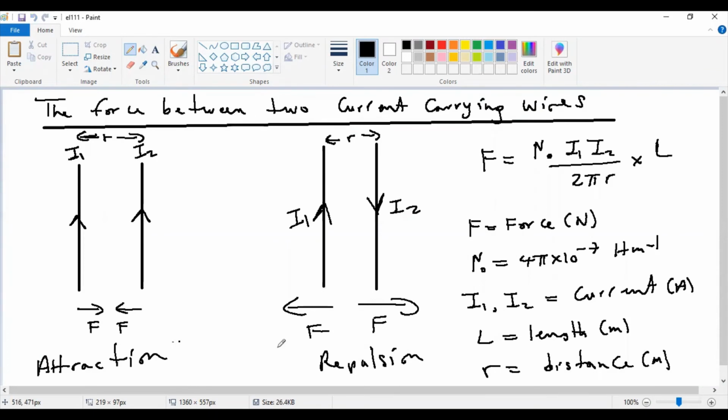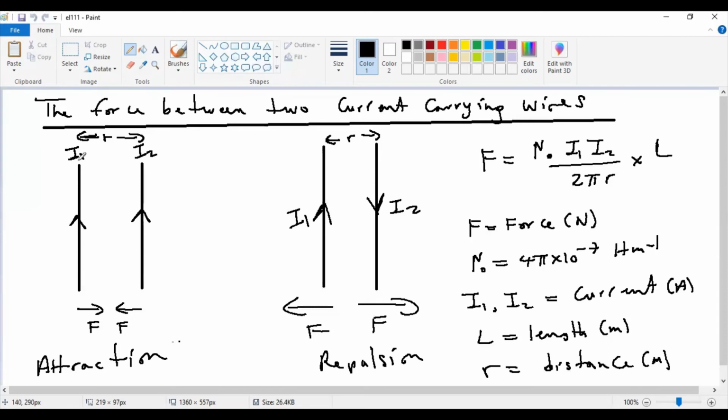All right, so next we're going to talk about the force between two current carrying wires. When you have two wires side by side as shown in these diagrams, with a current I1 flowing in this wire and a current I2 flowing in this wire, there is going to be a force on the wire. The force can either be attractive or repulsive. When the currents are pointing in the same direction, you're going to have attraction, so the two wires will be attracted to each other.